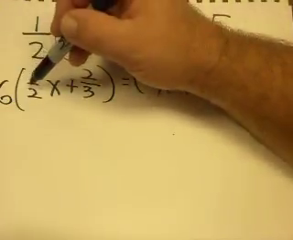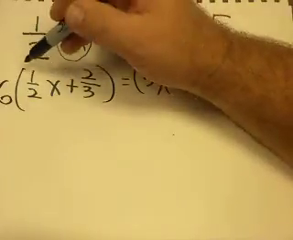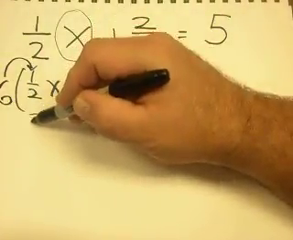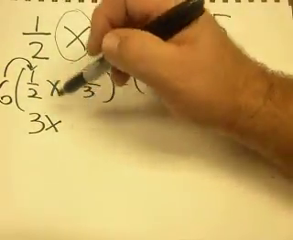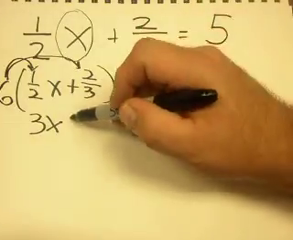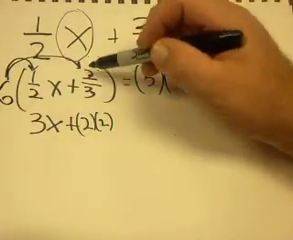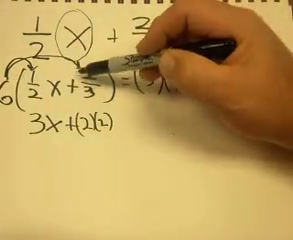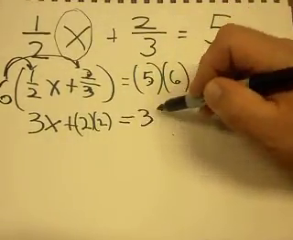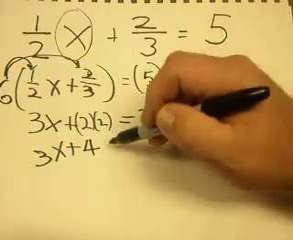So now, since I've got 1/2 x plus 2/3, I can't combine, and this one doesn't have an x, this one does. I'm going to have to distribute. So 6 times 1/2. Well, 2 goes into 6 3 times, so this is 3x. And then I'm going to take my 6 and multiply it by 2/3. Well, 3 goes into 6 2 times, so I've got 2 times 2, which is 4. Bring this over, 5 times 6 is 30. So I've got 3x plus 4 is equal to 30.